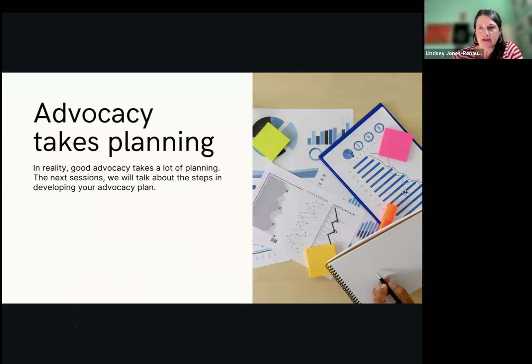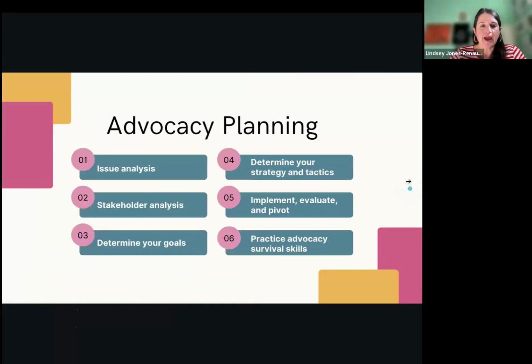So advocacy takes planning. And when I'm talking advocacy, activism, organizing, all of these take planning. In the next sessions, we're going to be talking about the steps in developing your advocacy plan. These are all in the guidelines that I shared the link to you. So the type of analysis that you have to do of the issue and of the stakeholders, the people that you're trying to influence and the people who are affected by this issue. Determining your goals and then determining your strategy and your tactics, and we'll discuss the difference between those. And then we'll talk about implementation, evaluation, and then pivoting as needed, depending on what your results are.